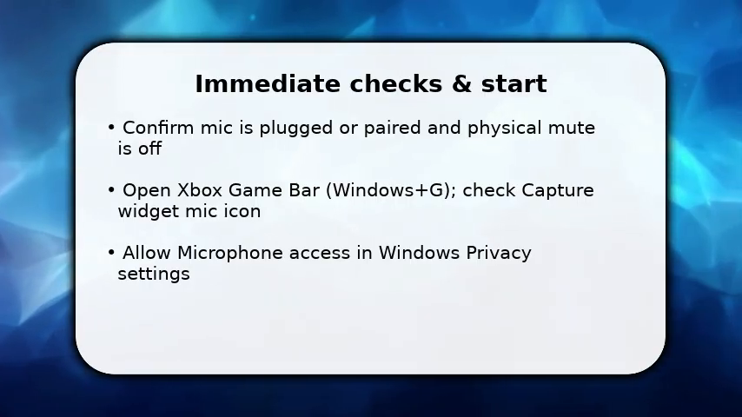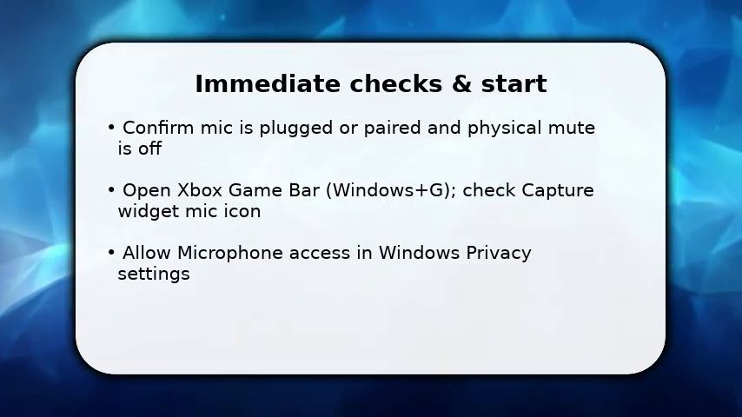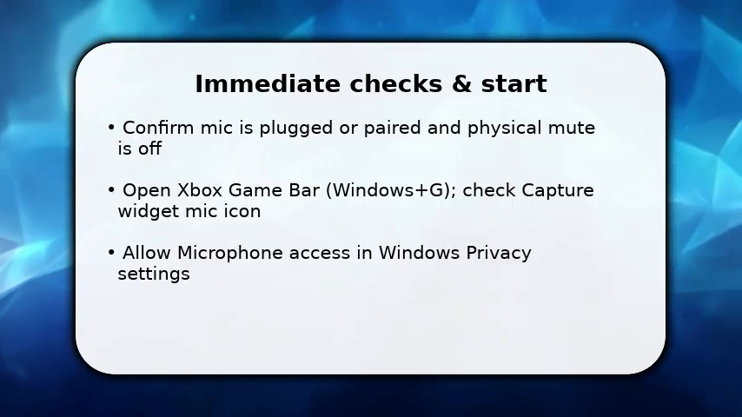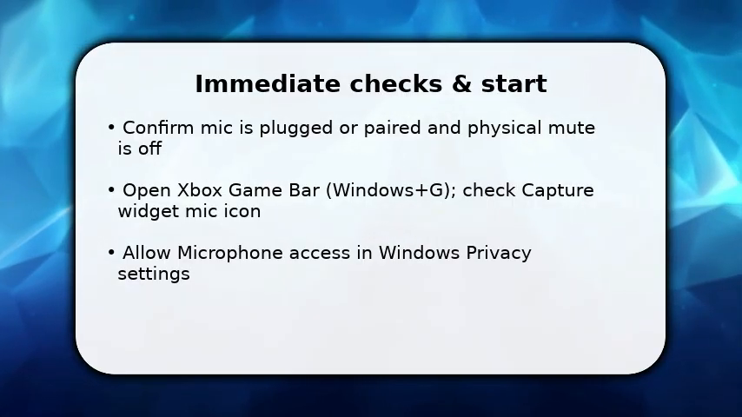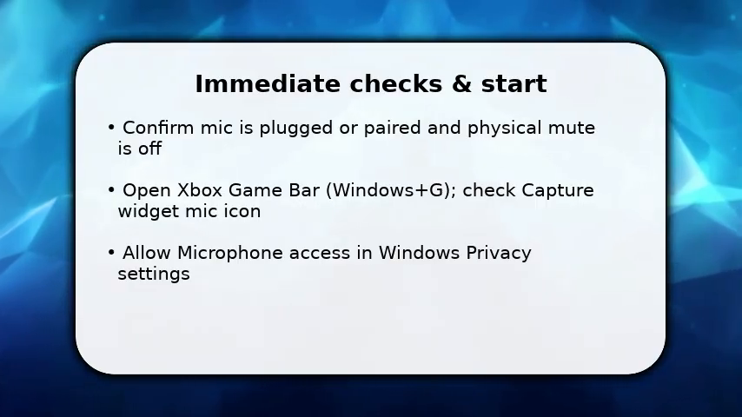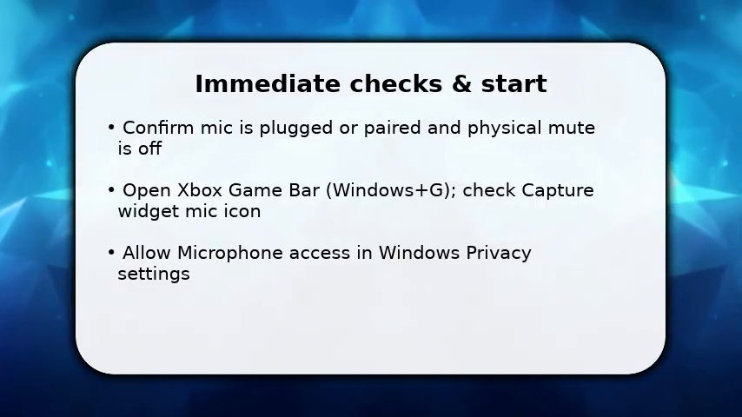Then open Settings, Privacy, Microphone, and ensure apps, including Xbox Game Bar, can access the microphone. Once done, set the mic as the default input in sound settings so Game Bar uses the right device.